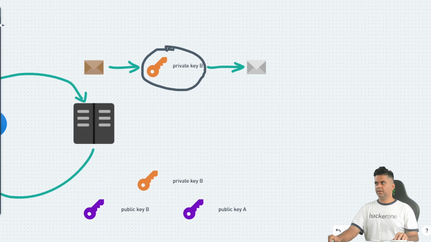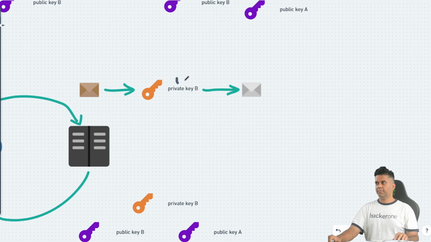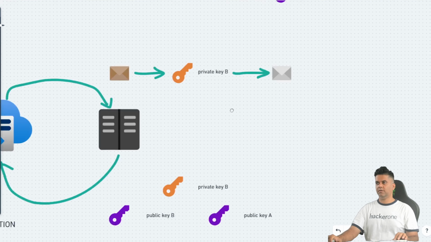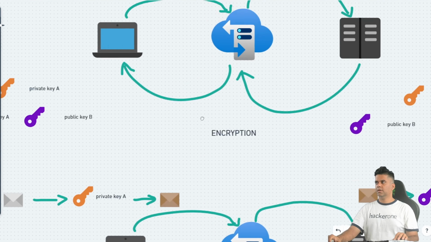And how does that work? It's because I told you that the public key B and the private key B are mathematically linked. So when the user encrypts the message using public key B, it can only be decrypted using private key B. And this is why the server never shares private key B with anyone. This is how encryption works.